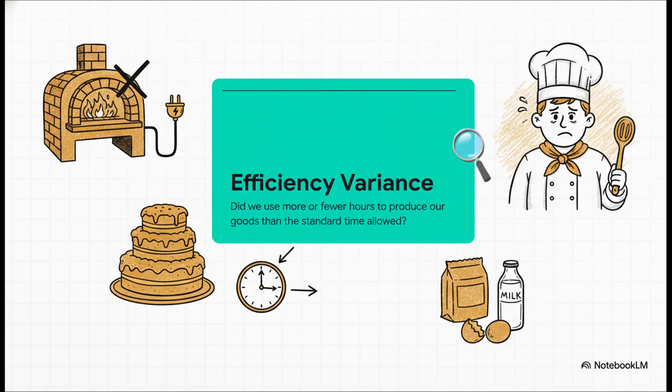The efficiency variance completely ignores the price of electricity. All it asks is, hey, for all those cakes we baked, did we use the amount of oven time we thought we would, or did we take longer? Now, in an exam, this is where you start brainstorming. Was it a new employee who was a bit slow? Did we get bad ingredients that needed more baking time? Was a machine breaking down? See? This variance points you straight to problems on the factory floor.